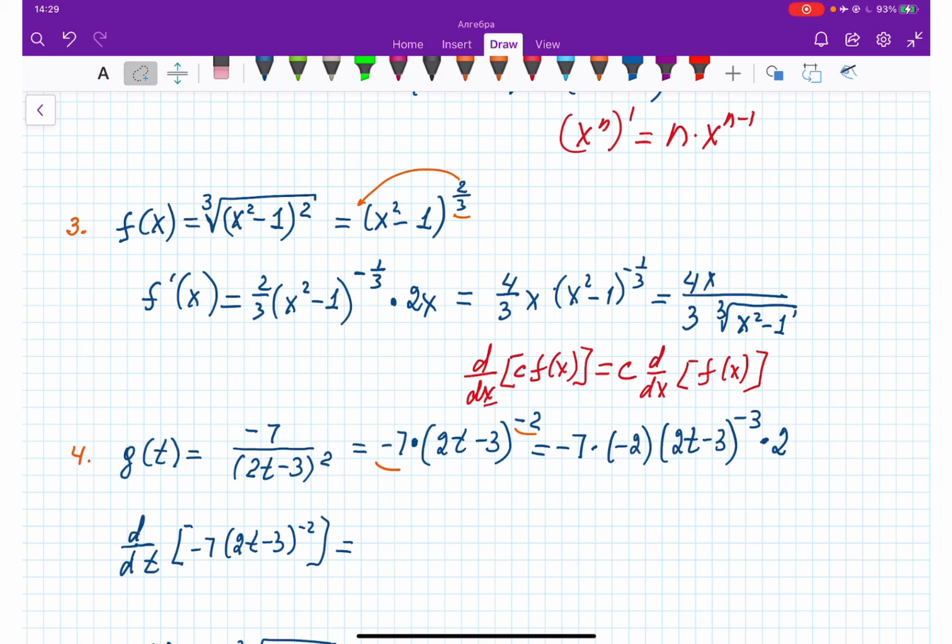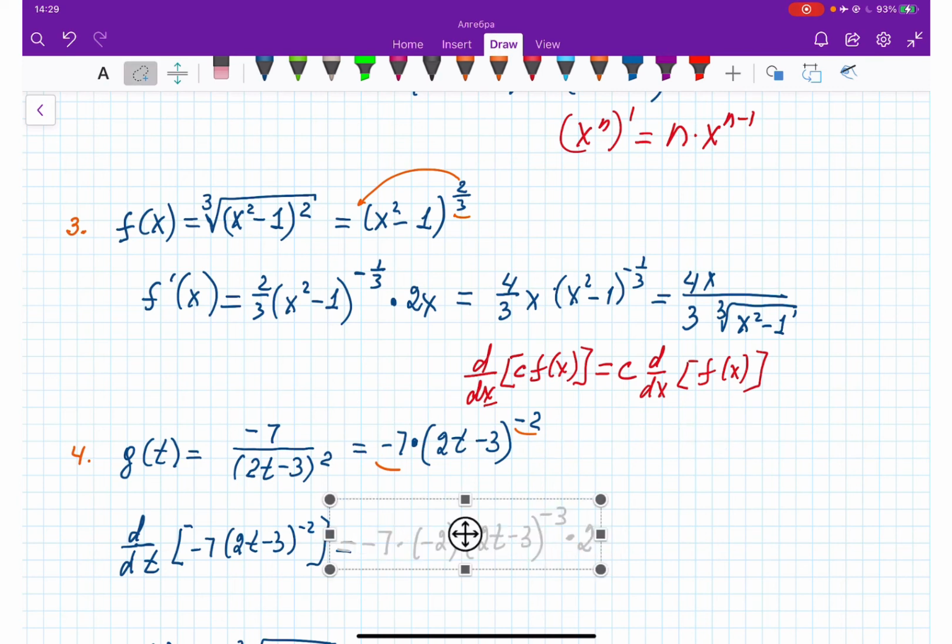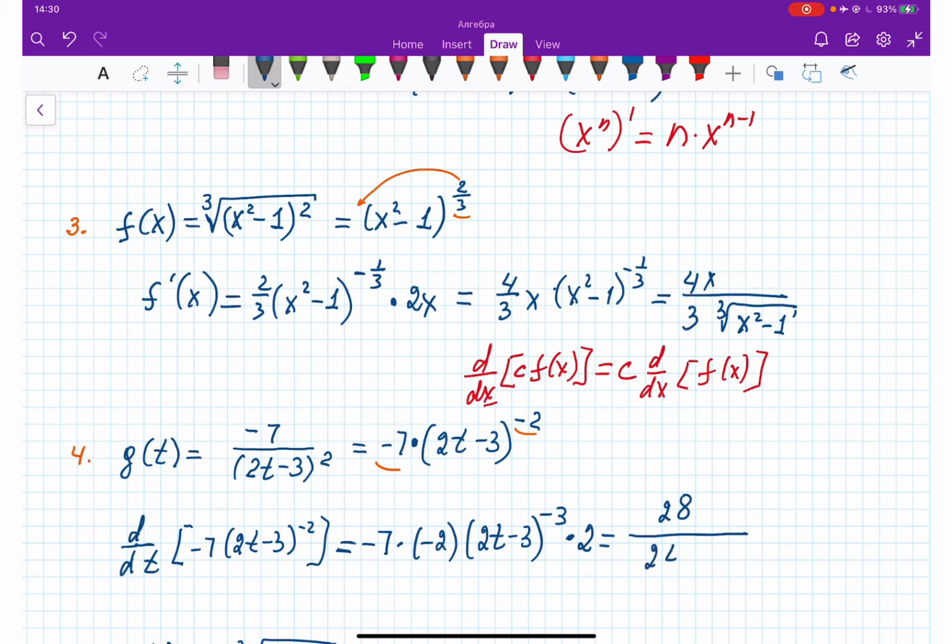Hold on, I put these derivatives, let me move it down right here. And that is equal to: negative 7 times negative 2 is positive 14, and 14 times 2 is 28. Since we have the power negative 3, I'm going to bring it down and make it a positive power 3. I put 28 in the numerator, and in the denominator I will have (2t minus 3) to the power 3. And I am done.